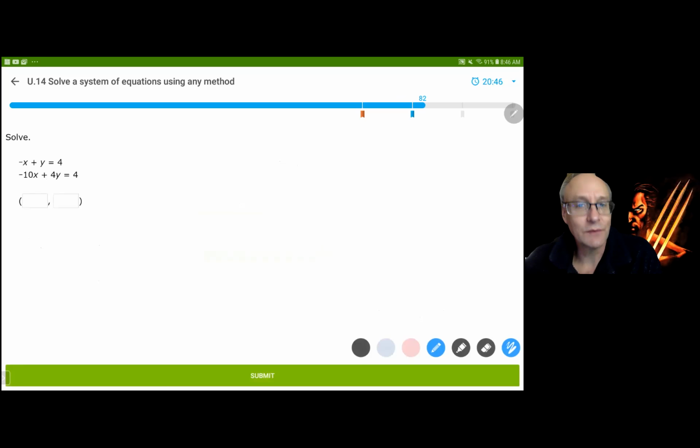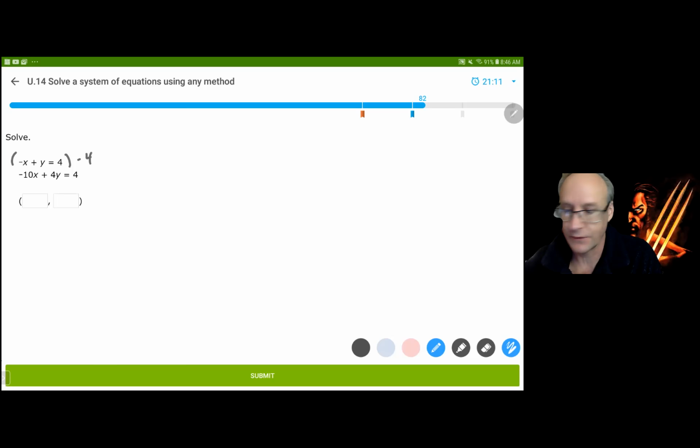All right, we're getting there. Oh yeah, it's coming. A couple of choices. I could multiply the top by -10, or I could multiply the top by -4. I'm thinking -4 is going to be so much easier. So I'm going to multiply my top equation by -4 and add them together.